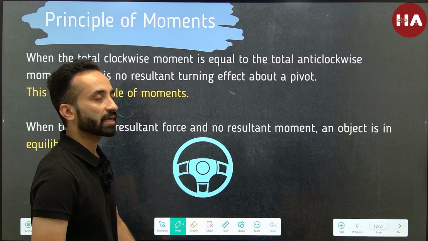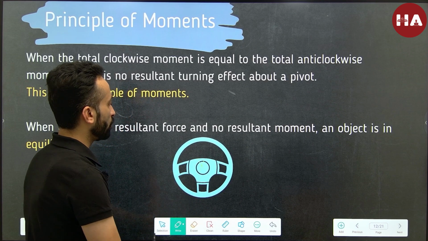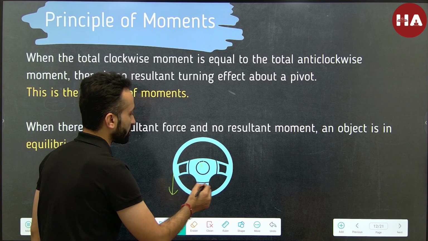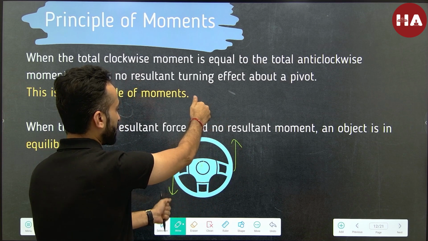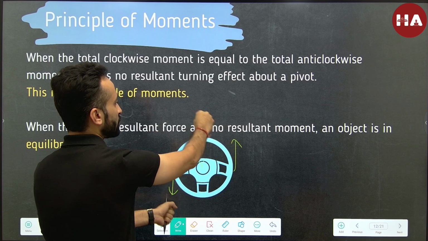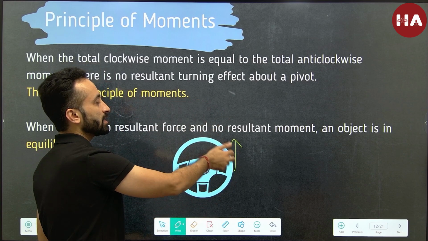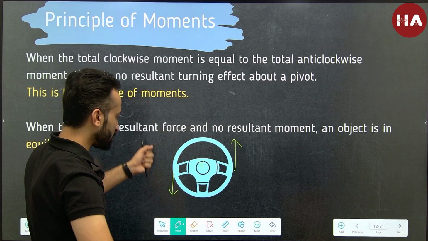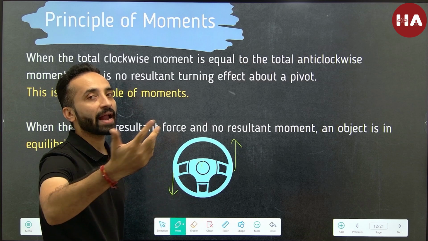For example, the steering wheel, let's say it is hinged here. When will it rotate? How does a steering wheel rotate? Let's say you want to turn left, so you will apply a force here like this and a force here like this. So what is happening? Both the forces, this is also rotating it anti-clockwise and this is also rotating it anti-clockwise. So the anti-clockwise torques are adding up.